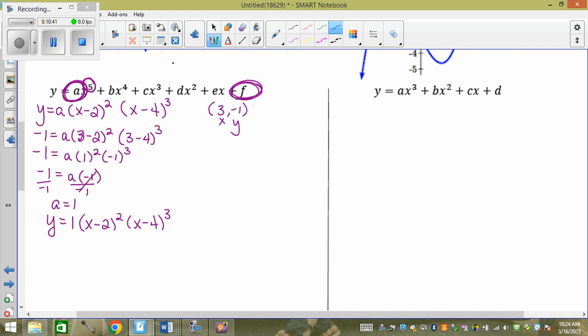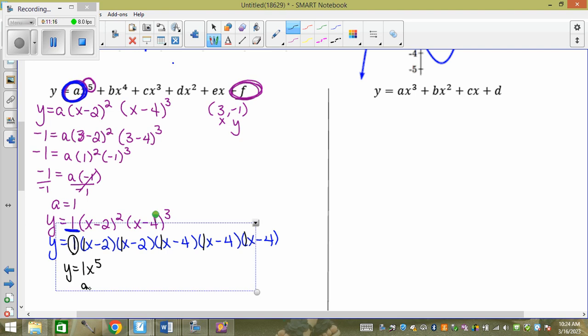All right. So I rewrite it as y equals 1(x minus 2)(x minus 2)(x minus 4)(x minus 4)(x minus 4). Now the a I find in factored form is the same as the a in standard form if all of my x-intercepts are integers, right? If all my x-intercepts are integers, I'm going to multiply my a by 1x times 1x times 1x times 1x times 1x, and whatever my a is, it will stay. So it'll be 1x to the 5. So my a equals 1.